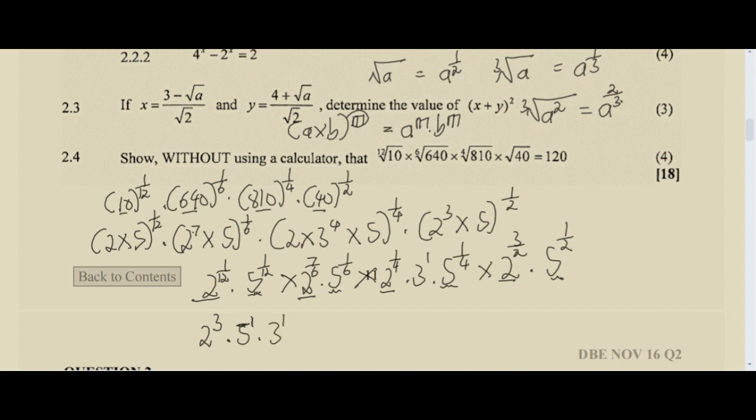Now what is 2 to the exponent of 3? That equals 8. Then multiplied by 5 multiplied by 3. Now 8 multiplied by 5, that's 40. 40 multiplied by 3 equals 120. Now you have proven that this whole expression here equals 120. Right. So that's how you could have solved this one, guys.